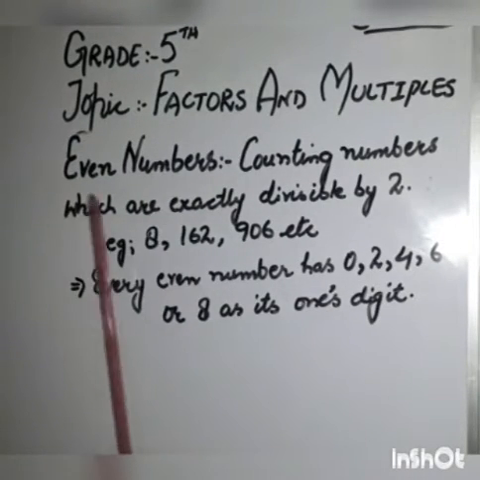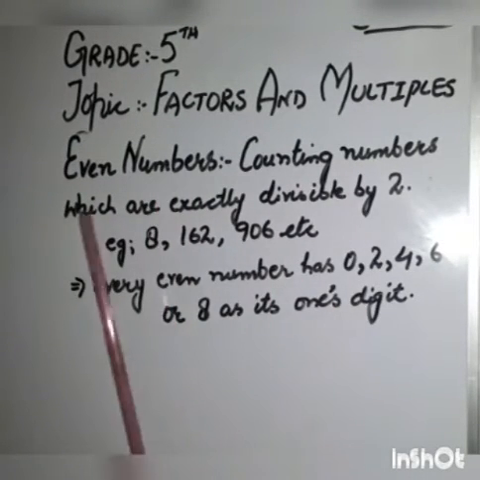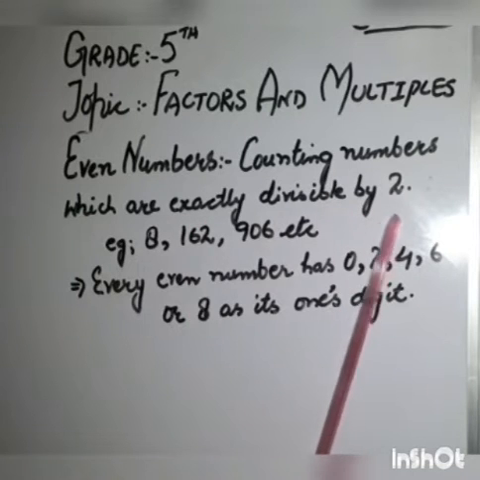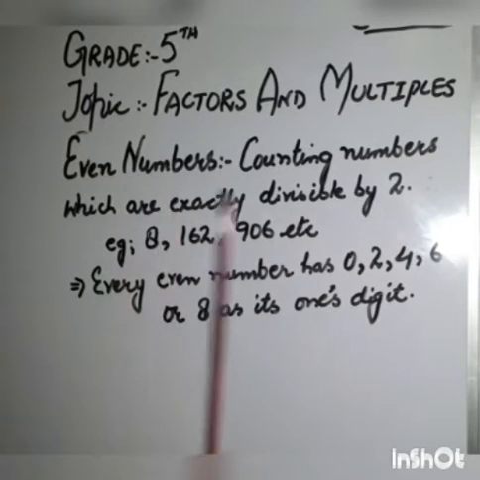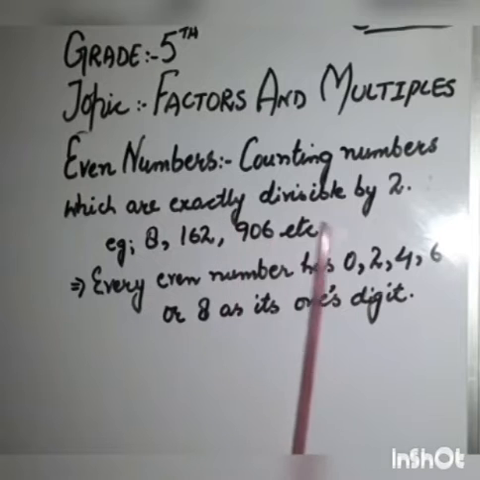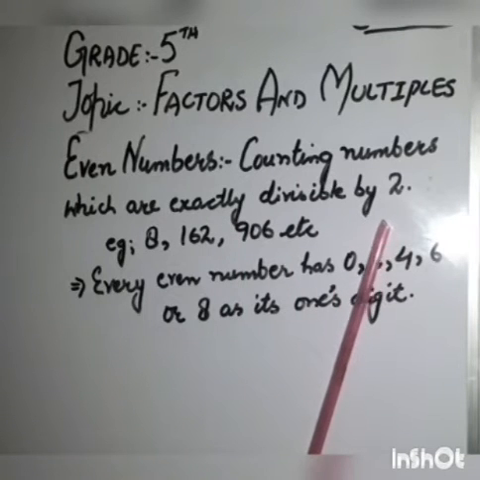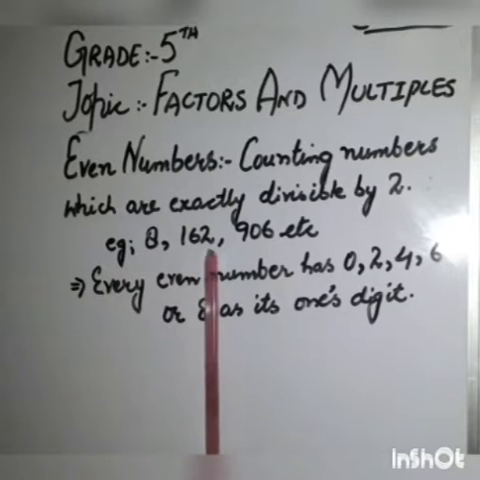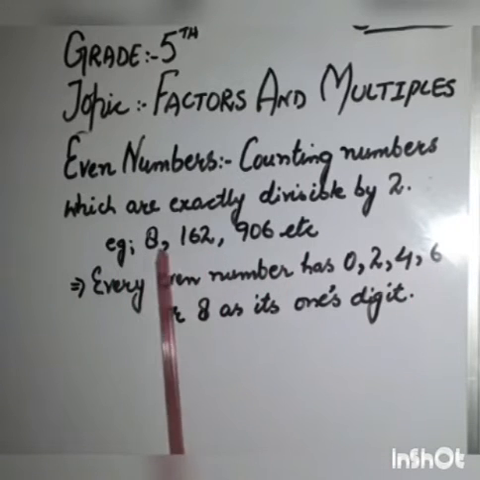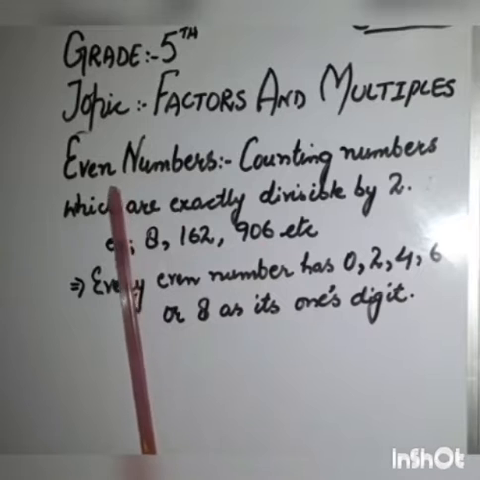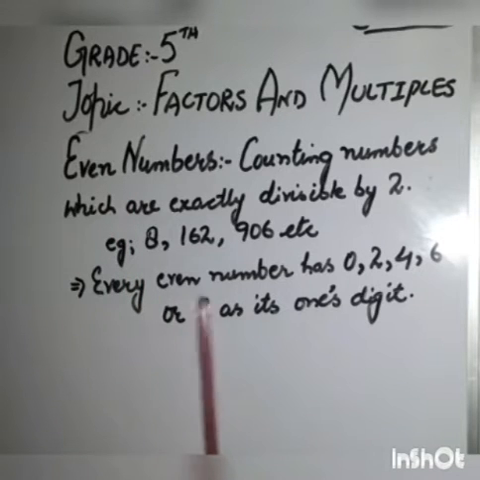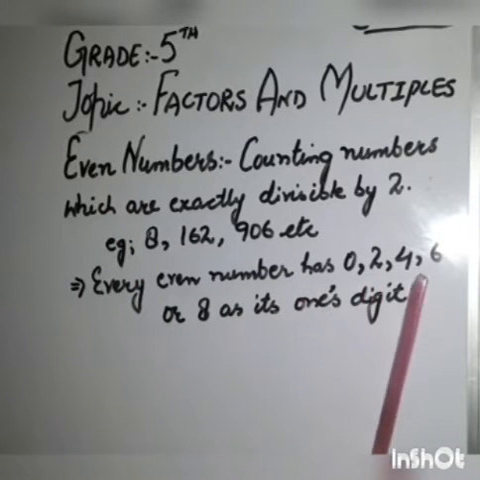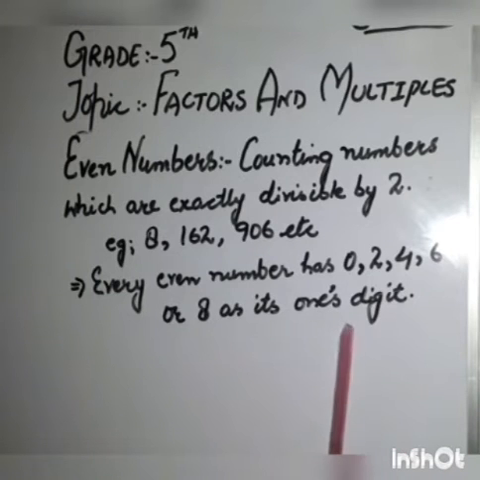Now next is even numbers. Counting numbers which are exactly divisible by 2 are known as even numbers. So ऐसे numbers जिनको exactly 2 से divide होता है, ऐसे numbers को हम कहते हैं even numbers. For example, 8, 162, 906, etc. These are examples of even numbers. And students, remember, every even number has 0, 2, 4, 6 or 8 as its ones digit.